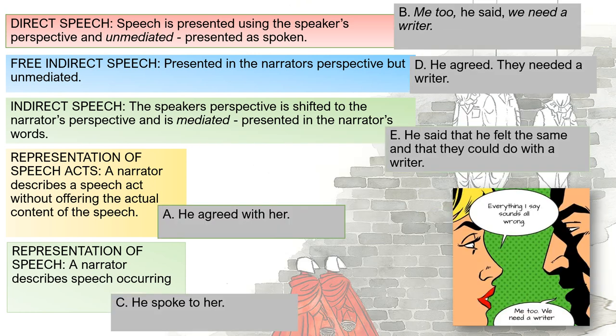Okay, that illuminated a couple of points. One was the idea that direct speech does not necessarily have conventional speech punctuation. In this example of direct speech at the top, "Me too," he said, "we need a writer." That was direct speech, but it was presented using an unconventional method, italicization. But even if that speech hadn't been italicized, it still would have been direct, because it preserves the perspective and the words of the speaker.